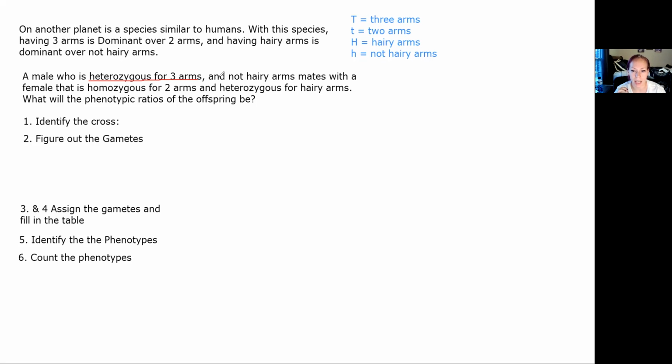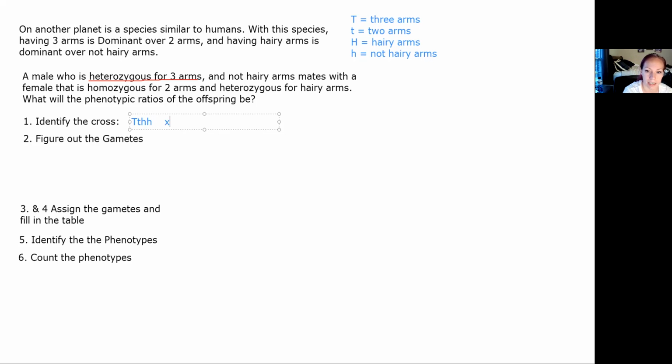Then he is also a not hairy armed individual. The only way for this species to not have hairy arms is if he doesn't have any dominance in that genotype. So the male would end up being a capital T, lowercase t, because he is heterozygous, meaning different, for 3 arms. And then he will be a lowercase h, because he does not have hairy arms. If he did, he would have at least 1 capital H.